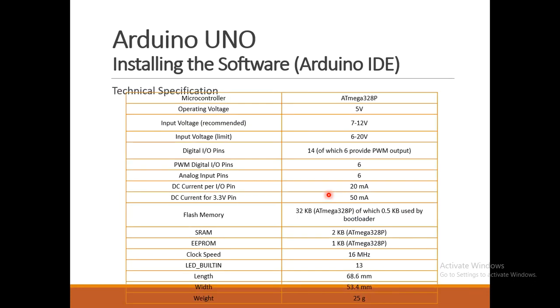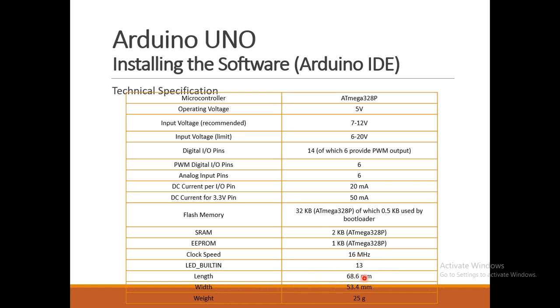Now it's the technical specification of Arduino Uno. The microcontroller is ATmega328P. The operating voltage is 5 volts. There are certain other voltages also, 7 to 12 and 6 to 20. Along with that we have 14 digital pins, 6 PWM pins and 6 analog pins. Along with that there is flash memory of 32 KB, SRAM 2 KB, EEPROM 1 KB, clock speed is 16 MHz and the built-in LED is pin 13. So pin number 13 is connected to the built-in LED.